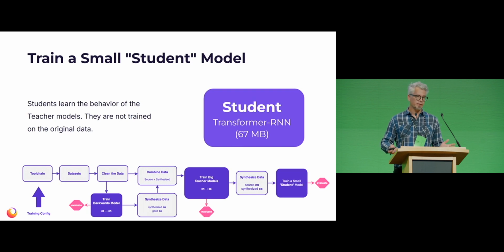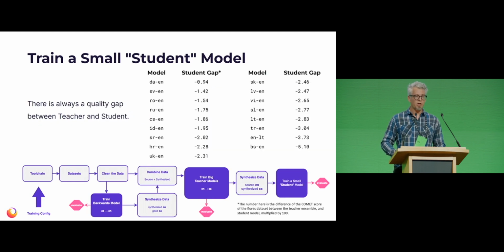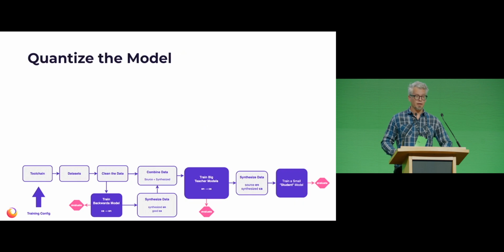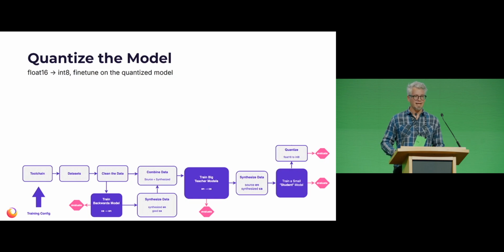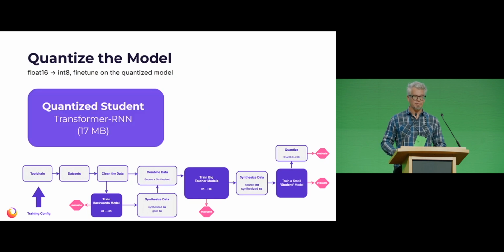It is a little bit of a different architecture with some RNNs thrown into the transformer architecture, so it's a little special. And the problem here is that there's always a quality gap. Here, Danish to English has a very small gap, but Bosnian to English has a very large gap. And we try to manage that. But we want to have fast models for our users, so we then quantize it. So we go from float 16 values to int 8. So that's where all the math happens. It kind of squishes all those values down.